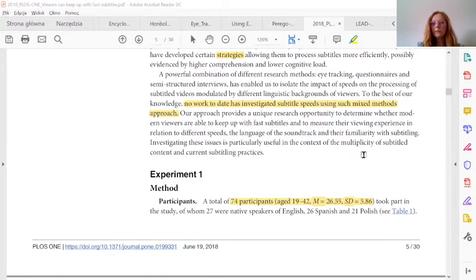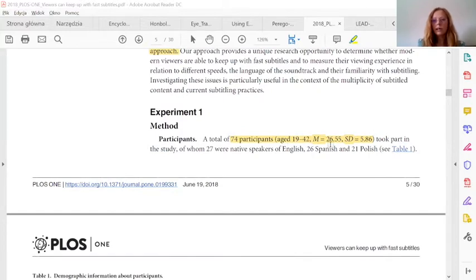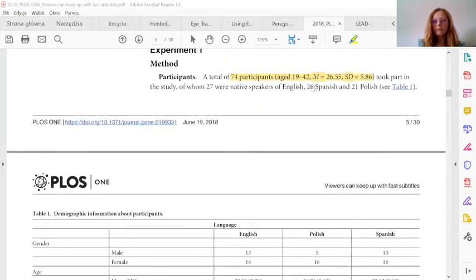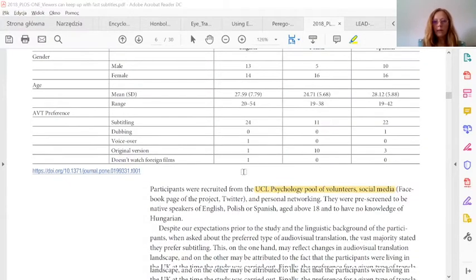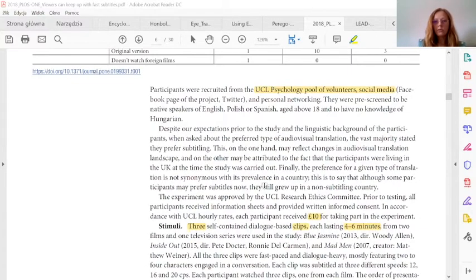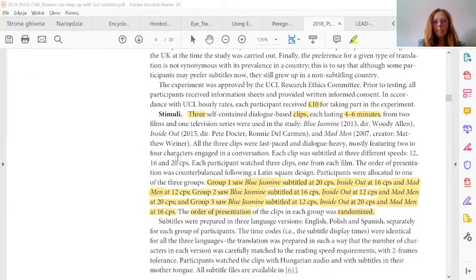So here, if I'm interested in more details, I already know more or less what was done, but I can look at more details, like the number of participants. I already had them, but I can look at the ages. I can look at where they were from, the distribution between the groups. I have nice tables that show me that. I know that they are from the UCL psychology pool, and from social media. I know that they were paid. What about the stimuli? I know that there were 3 clips lasting 46 minutes, right? And then where they were extracted from.